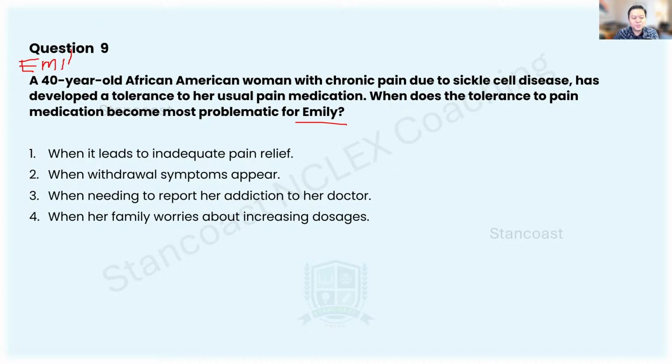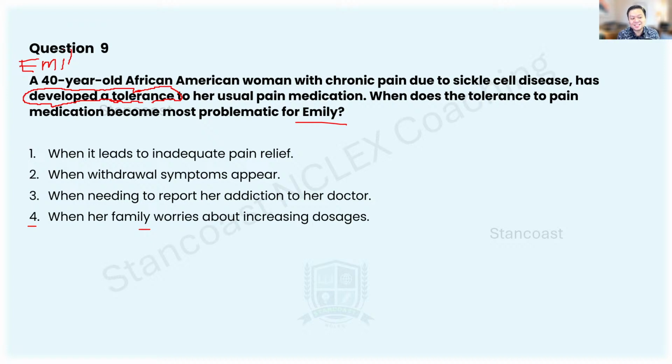But before we do that, let's eliminate the others because that actually is the correct answer. Okay, let's have number 4 instead: when her family worries about increasing her dosages. I know family would be important if they are concerned about the patient, especially since there is tolerance. It's said that the patient has developed tolerance, and this is expected, guys. This is expected. It's not hearsay. You will find this out once you are taking care of so many sickle cell disease patients.